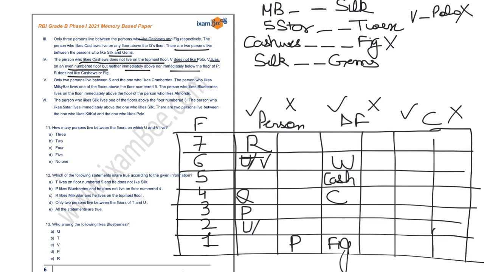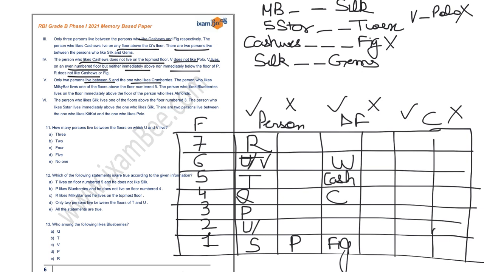Now it is given that only 2 floors lie between S and the one who likes cranberries. So the only possibility where I can place my S is the 1st floor, because there is a gap of 2 floors between the one who likes cranberries and S, and I can't place S at the 7th floor because R is already there. So my left out person is only T now, so I can place T at the 5th floor, right?